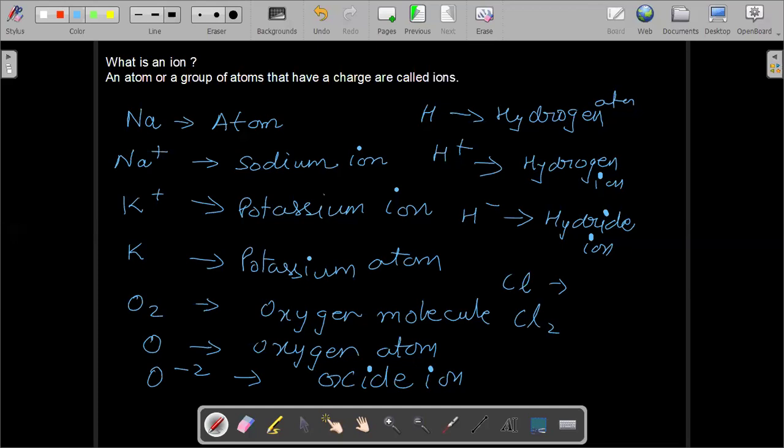Okay, see. This Cl is a chlorine atom, and Cl2 is a chlorine molecule. What is Cl minus? It's not chlorine, it's chloride ion. We call it chloride ion.